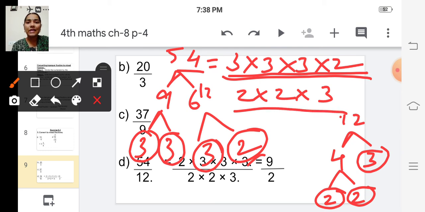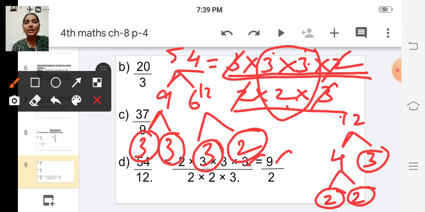So now we shall cancel out the common factors. Here 1 2 is there and here also 1 2 is there, and here 1 3 is there and here also 1 3 is there. Here 3 into 3, but here only 2 is there, so we cannot cancel. So 3 into 3 divided by 2. So 3 3s are 9 by 2.